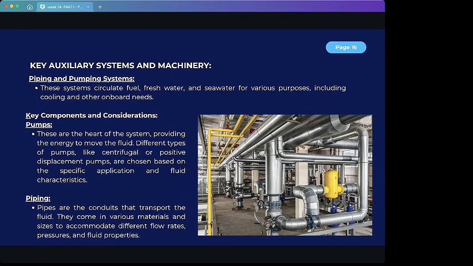So here we have the pumps. These are the heart of the system because they provide the energy to move the fluid. We have different types of pumps, like centrifugal or positive displacement pumps, chosen based on the specific application and fluid characteristics.